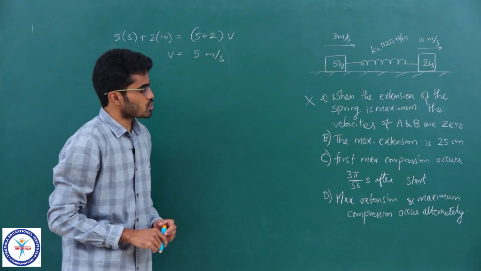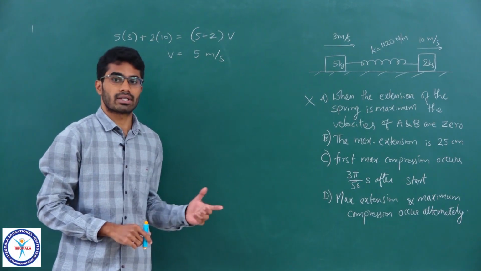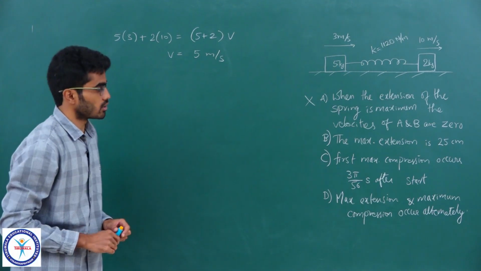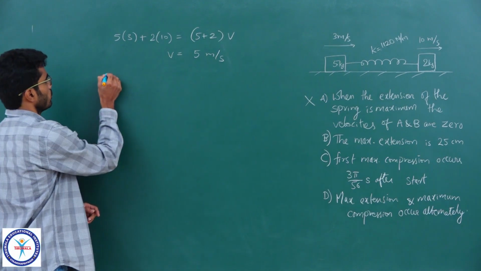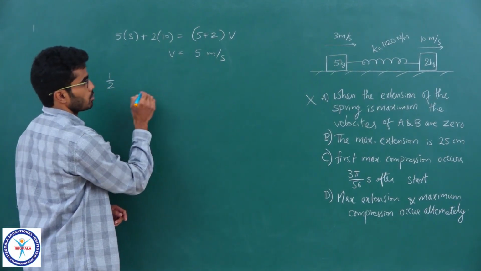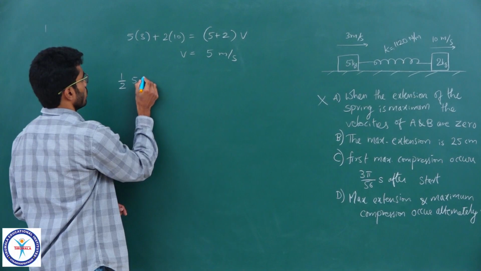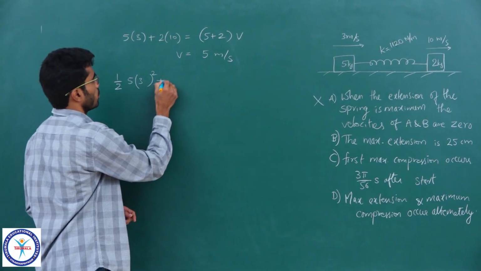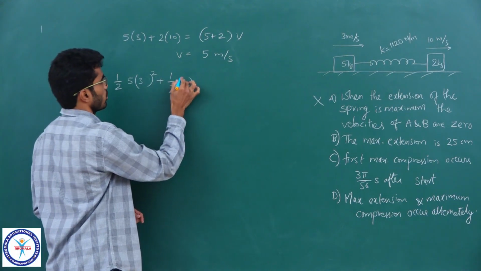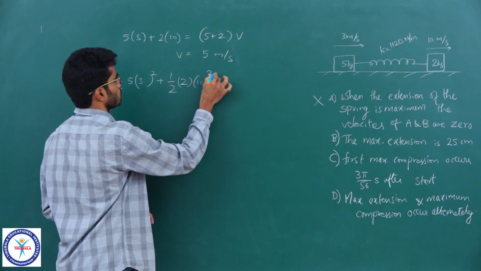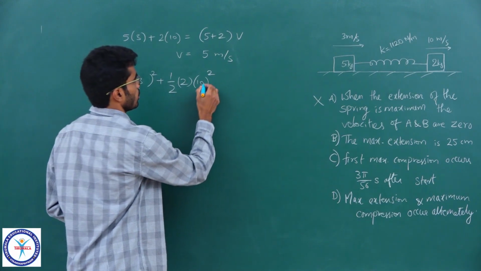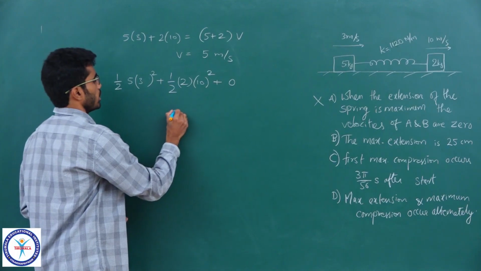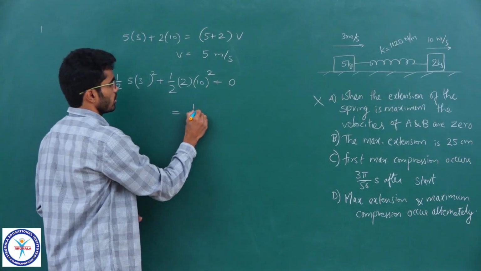The maximum extension is 25 centimeter. How do you calculate maximum extension? We can use energy conservation here. So, the initial kinetic energy and the potential energy: half mv square for the 5 kg block plus the kinetic energy of the 2 kg block, half mv square. Initially the spring is unstretched, so potential energy is 0, and this is equal to the final energies.